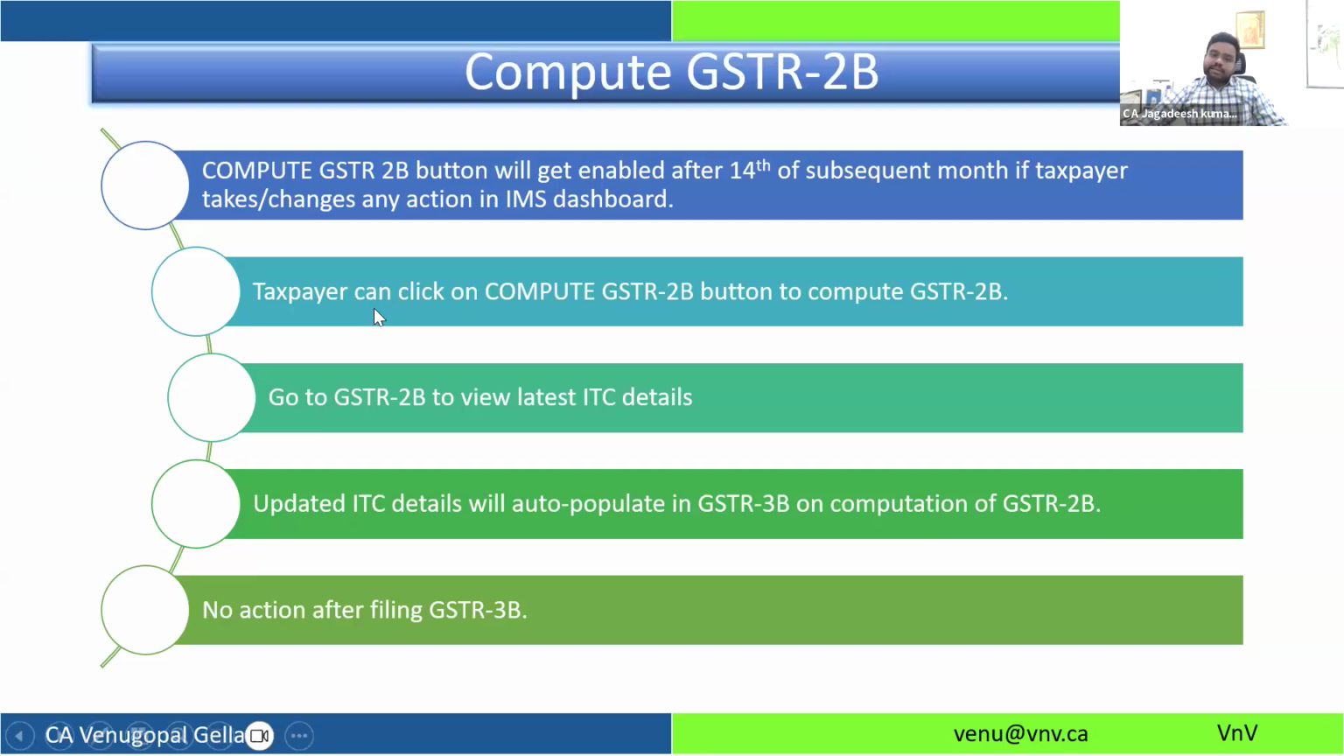The taxpayer can click on the compute 2B button to recompute GSTR-2B. If you have taken any actions in the IMS, and you want to keep some invoices pending, you can mark those invoices as pending and recompute 2B. It will get removed from your 3B. Then go to GSTR-3B to view the latest ITC details, and the updated ITC details will be auto-populated in your 3B. So based on your action in your 2B, your 3B will get auto-populated. After filing 3B, obviously you cannot take any action.